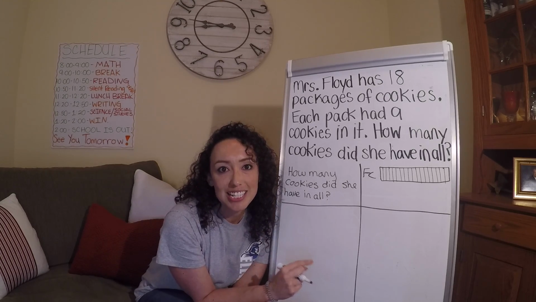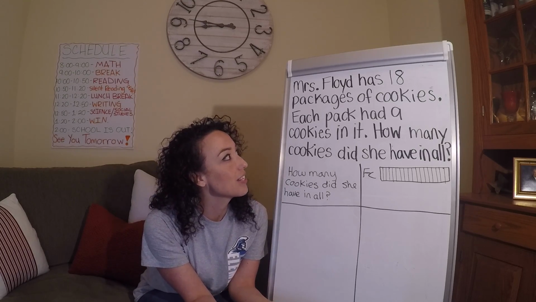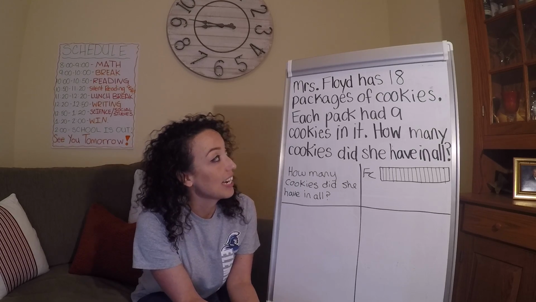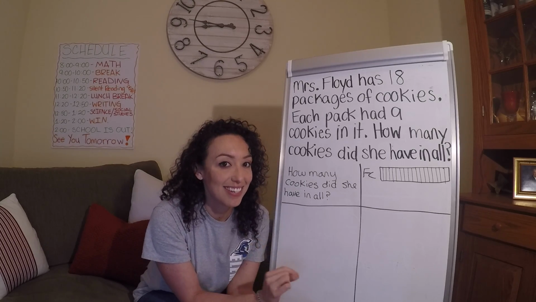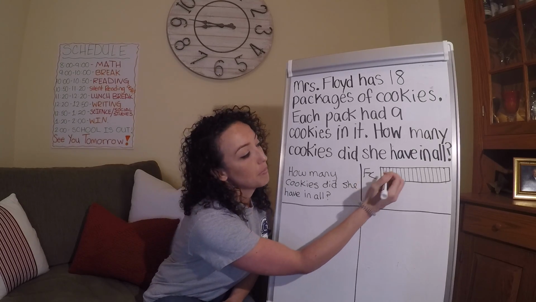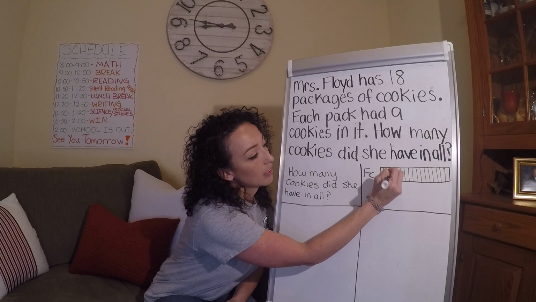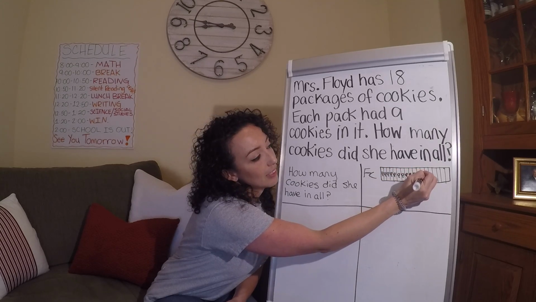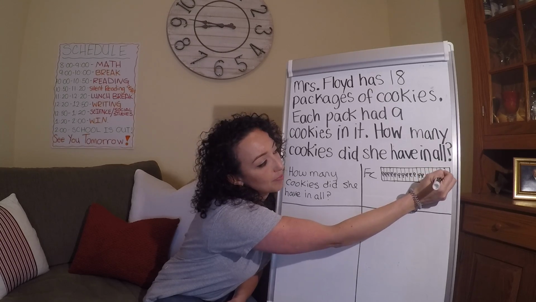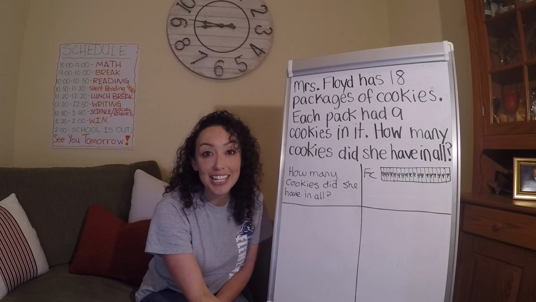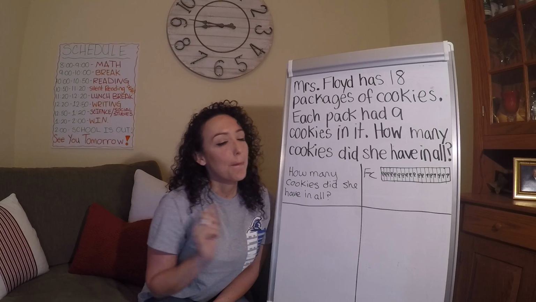So 18 parts, and then I'd ask you how many parts, or what would go inside of each part. So let me look at the problem again. She's got 18 packages and each pack has 9 cookies. So then we put a 9 inside of each one of these parts of your unit bar. After you do that, you realize that you're going to be counting 9 a lot of times. In fact, 18 times to be exact. But we're not done yet.